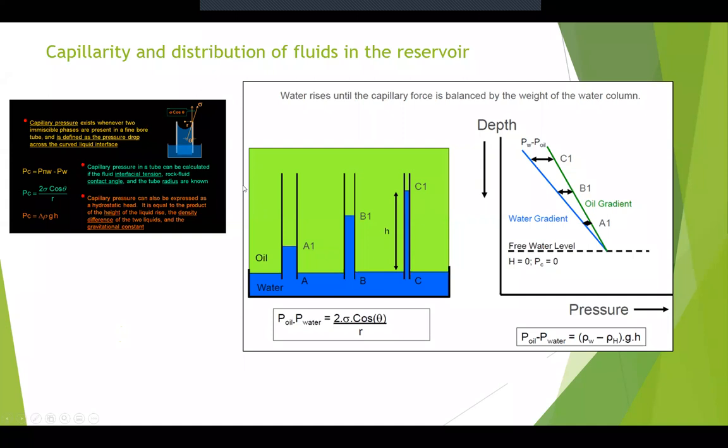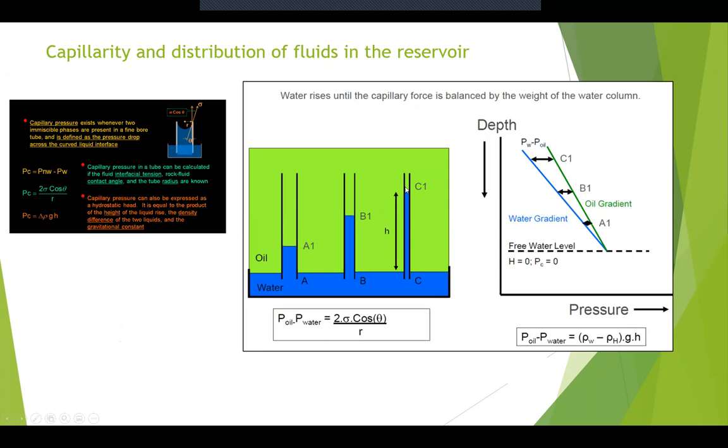Because if we have these water tubes, pipes, with a big bore and a smaller bore, the water gets higher and higher in the smaller bore because of the capillary pressure effect. For the big bores, you can see the column of water is lower. When the bore is reduced, the column of water gets higher and higher, depending on the bore size. So the smaller the bore size, the higher the water column.